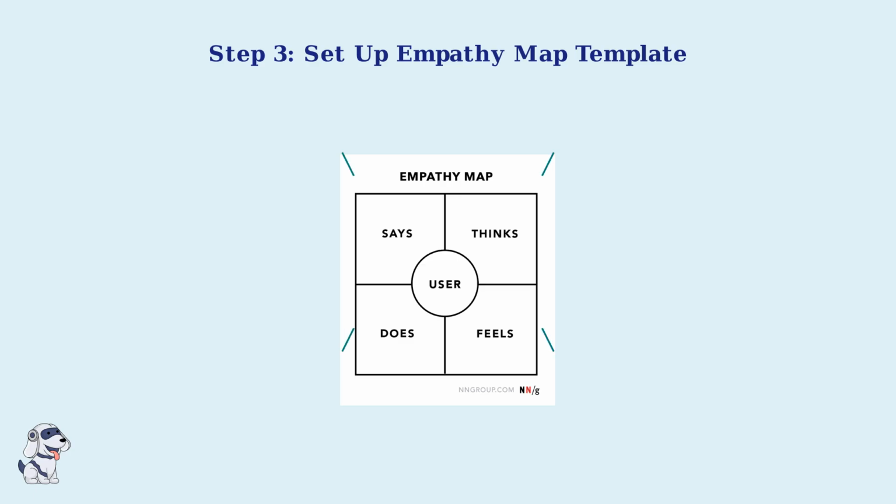Use multiple research methods, including interviews, surveys, observations, and feedback sessions to collect both qualitative and quantitative insights. Step 3 is setting up your empathy map template. Create a visual framework divided into 4 main quadrants: says, thinks, does, and feels, with the user at the center.